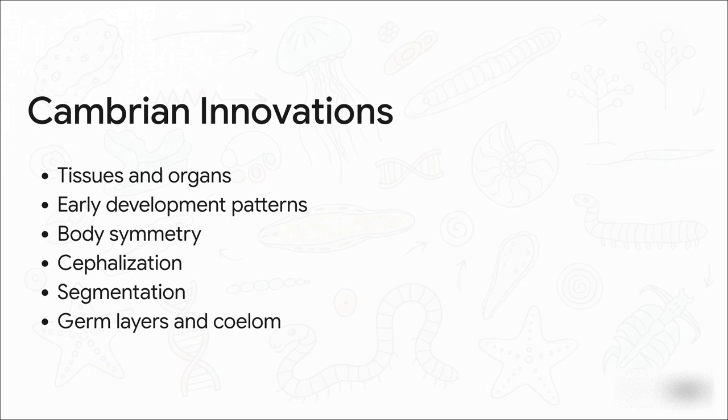During the Cambrian, we see the very first appearances of distinct tissues and internal organs. We start seeing standardized patterns of early embryo development. We get body symmetry, the incredible innovation of cephalization, which is basically the evolution of a distinct head, and the rise of segmentation, plus the formation of 3 germ layers and a vital internal cavity called the coelom. These specific evolutionary leaps sparked a massive predator-prey arms race. They literally laid the absolute groundwork for the mind-blowing diversity of invertebrate life that we study today.